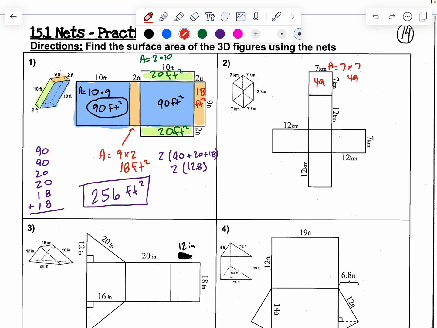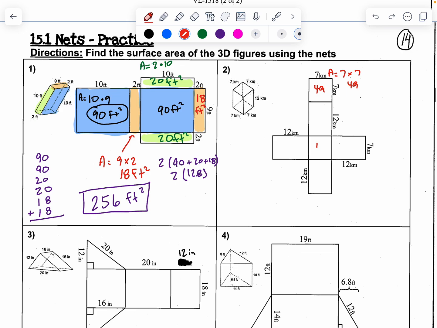And then, let's see, I know there should be another one somewhere. 1, 2, 3, 4, 5, 6. Oh, here it is. It's right over there. And how do I know? Well, it's 7 right here, and this right here, that's also 7. So that's also going to be my other side.